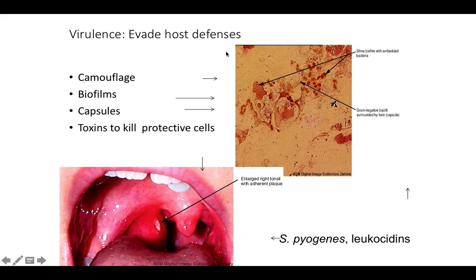So once you've bound, attached to your host, then you have to evade the host defenses. You can camouflage yourself, you could coat yourself in host proteins, you could form biofilms, which will protect you from phagocytes and antibodies. You might synthesize an antiphagocytic capsule. You could make toxins that would kill the protective white blood cells sent to kill you. So we'll talk about leukocidins.